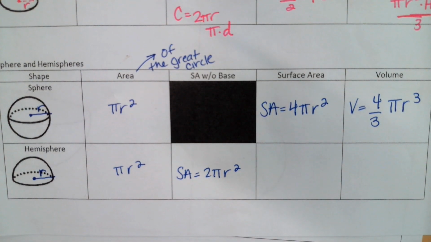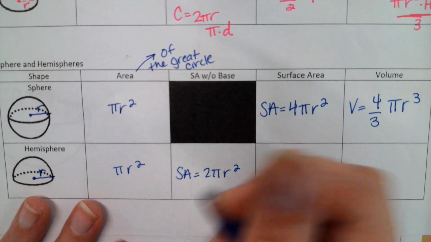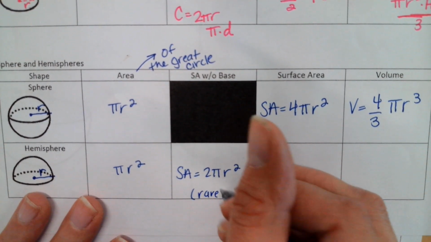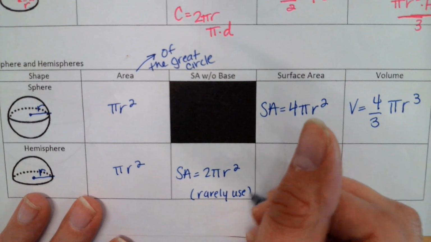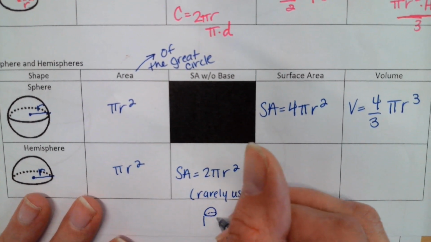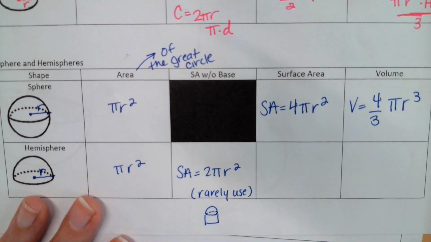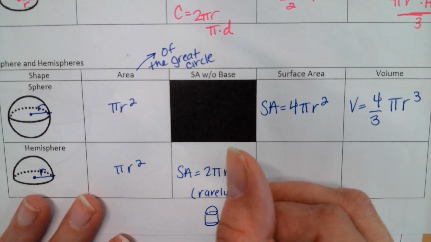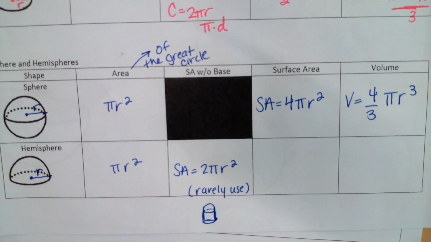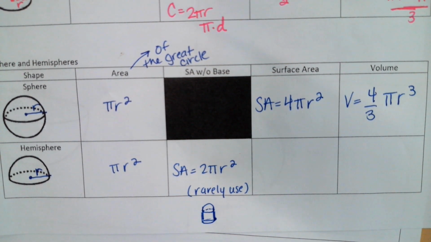This is rarely used. You only use it if it's on top of another shape, like a cylinder. So like that. Can you kind of see that? How it's a cylinder underneath? Or you could do it on an ice cream cone. Funny you say that. We're actually going to do just that.